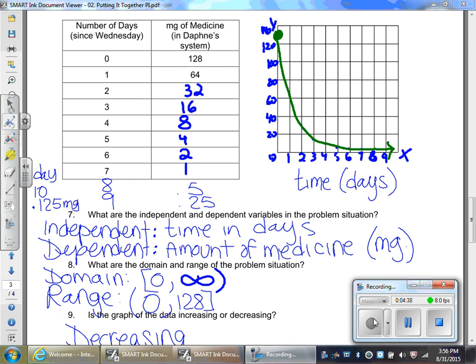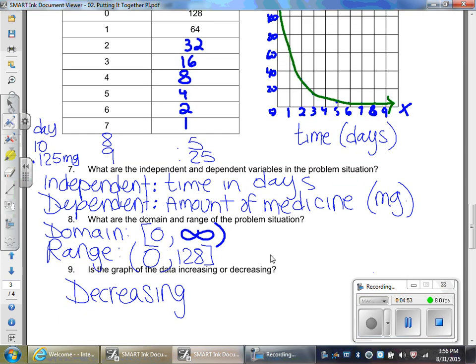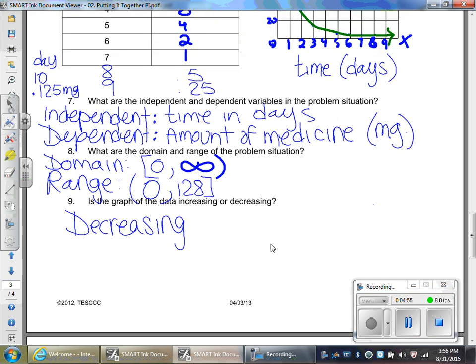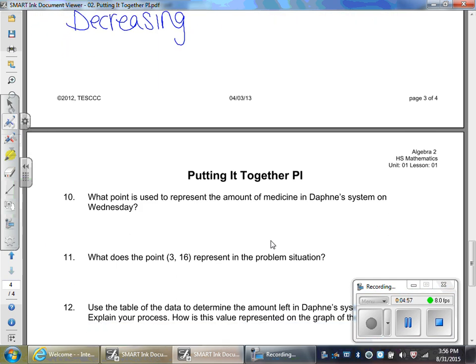All right, so let's go ahead and answer those questions quickly. So just to check, the independent is the time in days. The dependent is the amount of the medicine in milligrams. For the domain, we have from 0 to infinity. I'll explain that more in detail for the video. But let's go ahead to answer question number 10.